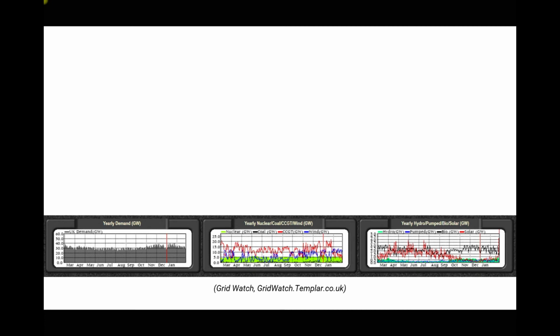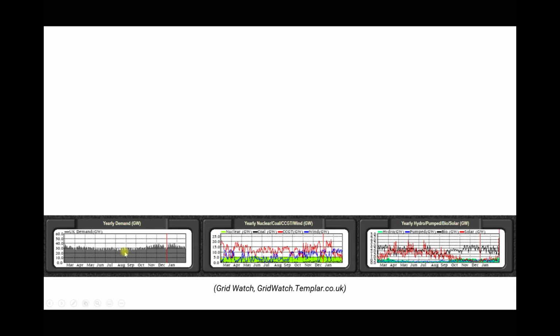Well, here we're looking at data from the Gridwatch website. And Gridwatch collects data around our electricity demand and our electricity consumption. We're starting here with the yearly demand. Now, if we look at when our demand is highest, we can see that the time of year where demand is the highest are the winter months, November, December and January. Whereas the times of year when our demand is lowest are the summer months of June, July and August.